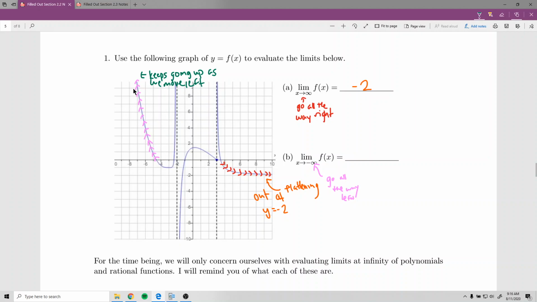It's not flattening out, it just keeps going up. That idea, if it's going up forever, it's going up to infinity. So we can have infinity for the answers here as well. But that's it. We look at the graph as it goes to the right. That's the infinity one. We go for the left, and that's the negative infinity one. Just assume that pattern continues.